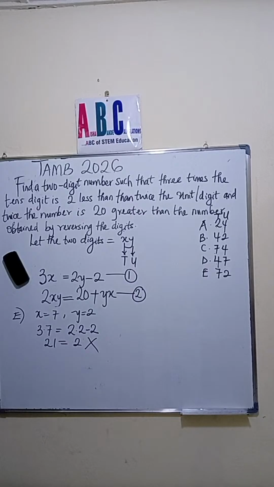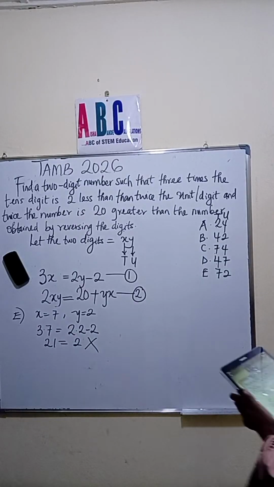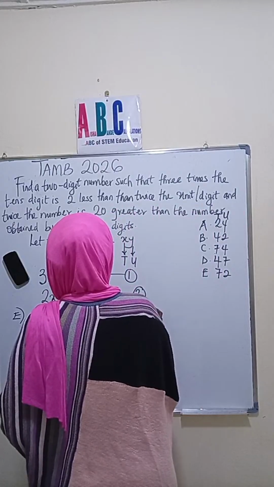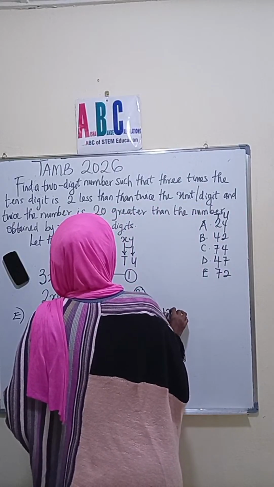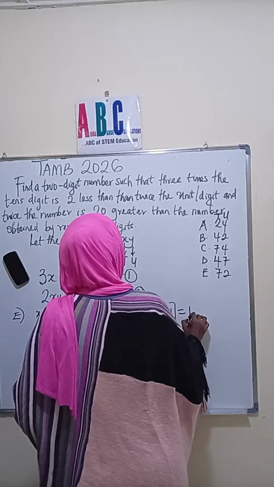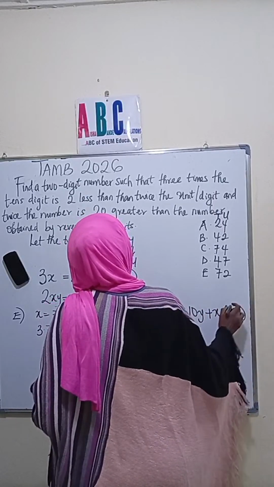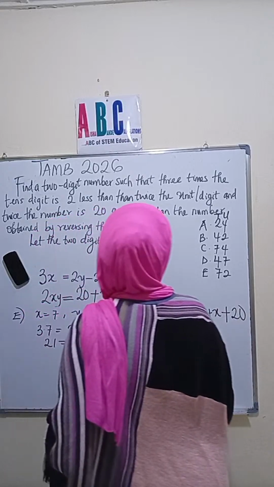No, this is not the equation we got. Let me tell you the equation 2 we got in the afternoon. Our equation 2 was 2 open bracket 10x plus y close bracket is equal to 10y plus x plus 20. This is our equation 2 in the afternoon.